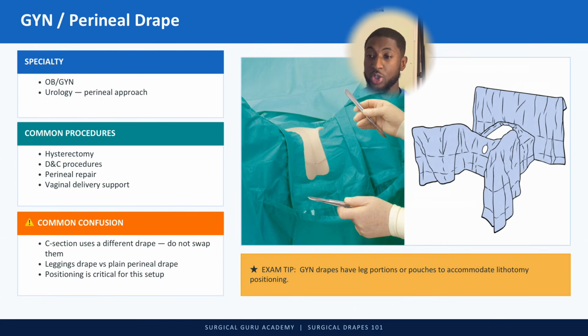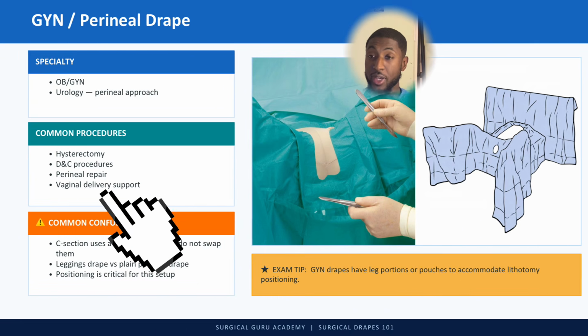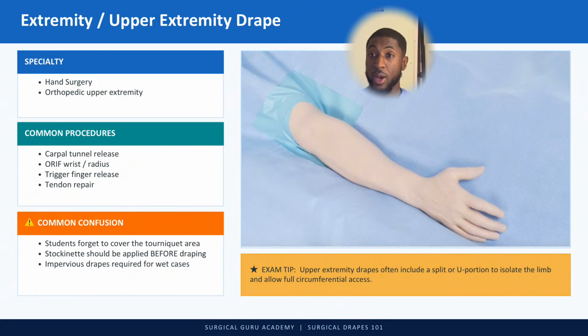So exam tip: GYN drapes have leg portions or pouches to accommodate lithotomy positioning. Right at the bottom of the drape, under the perineal area, is usually a pouch which can catch fluids, and sometimes the doctors like to store their instruments in there. So yeah.